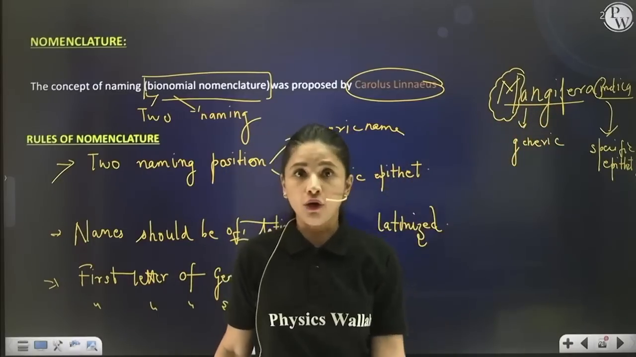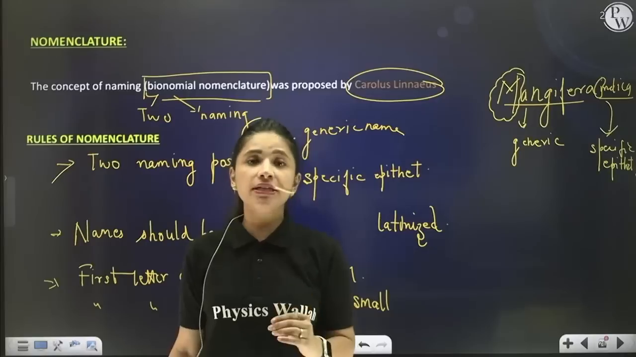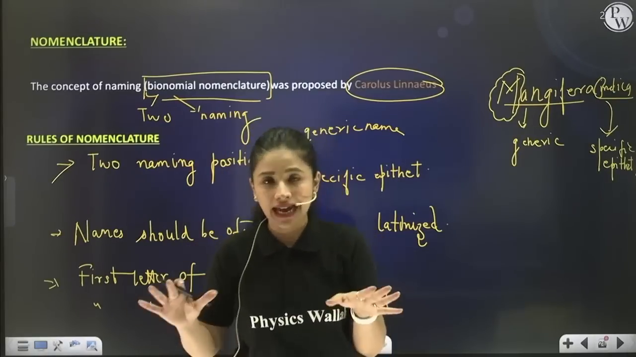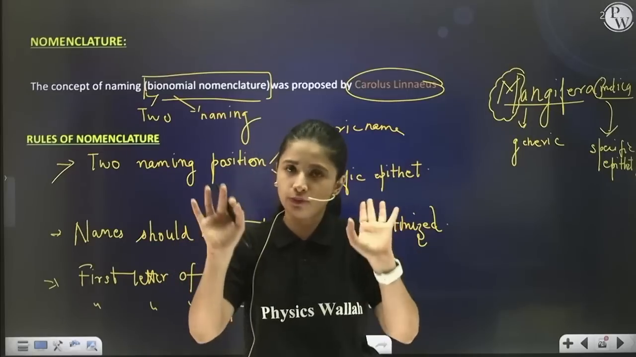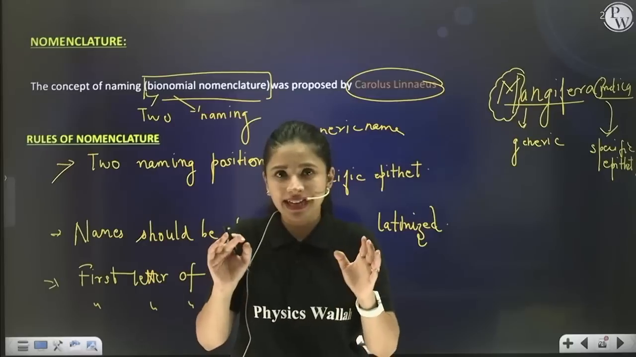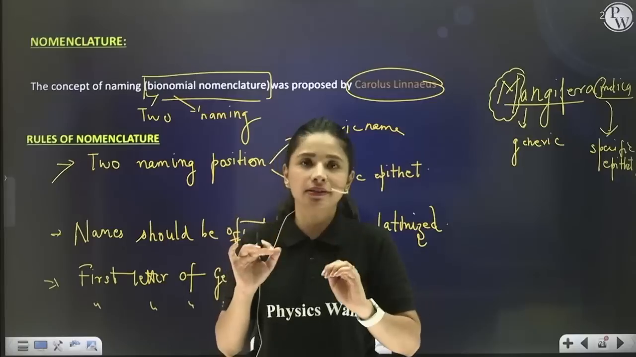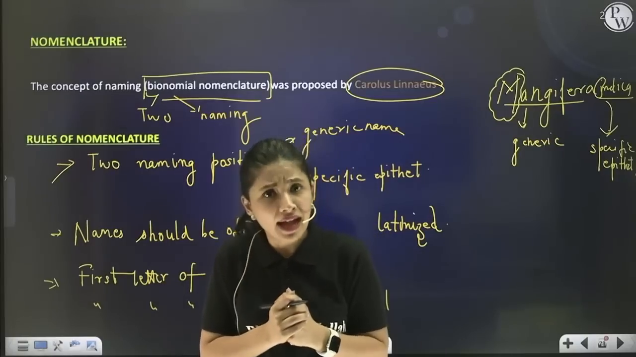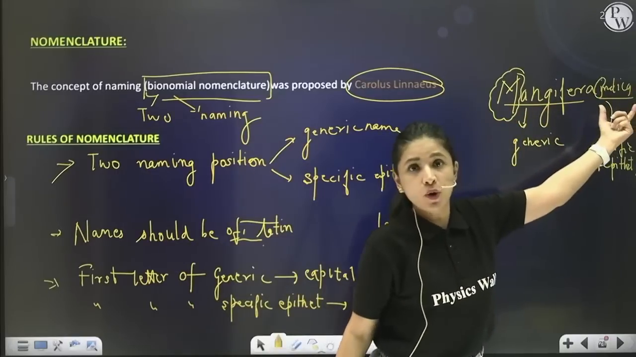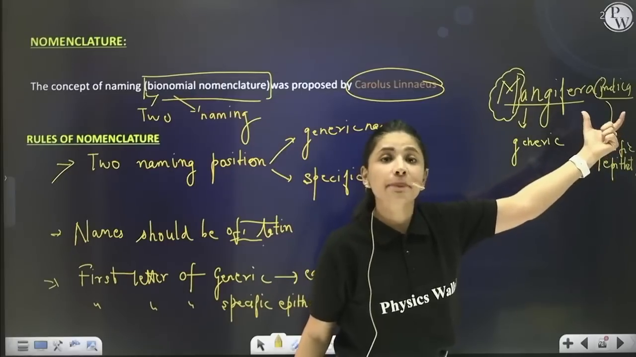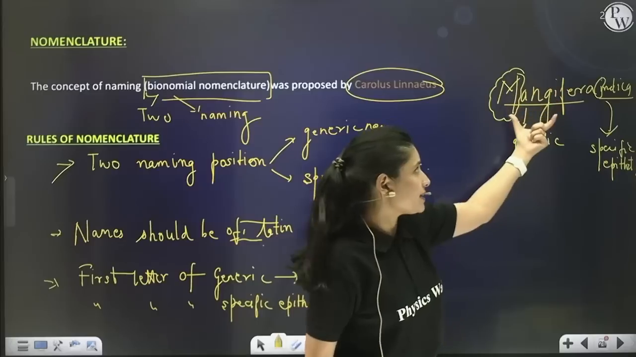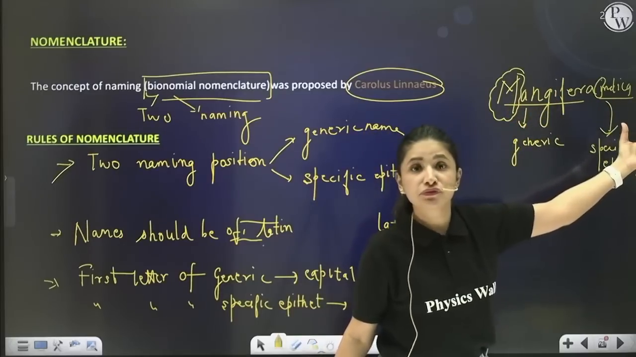Very good. Now, the fourth rule says that if the scientific names are printed, then they should be printed in italics. Italics means slightly tilted, right? You must have seen in your notebooks and in your books that whenever scientific names are written, they are slightly tilted. That tilted manner is italics. And if it is handwritten, then both the names, both the naming positions, should be separately underlined. Can you see? I have separately underlined Mangifera and indica.